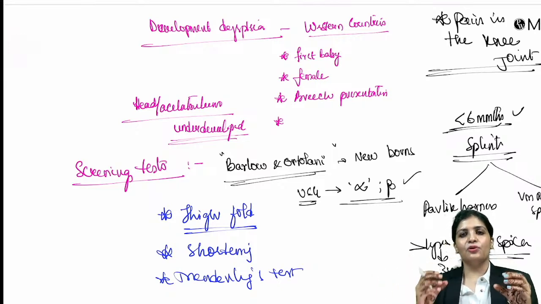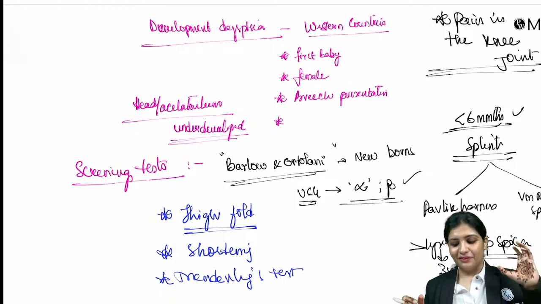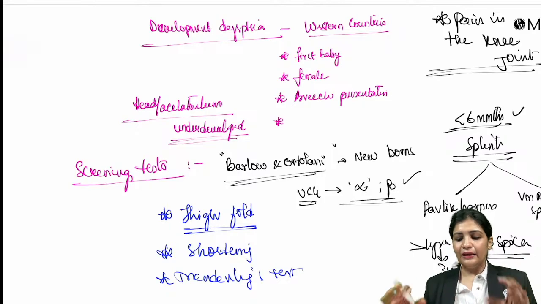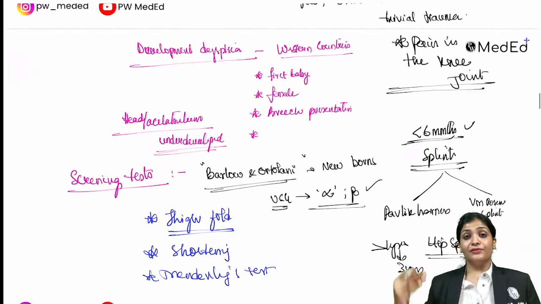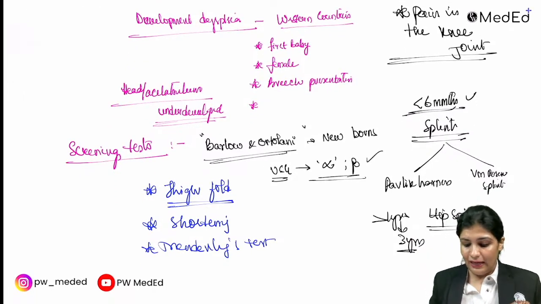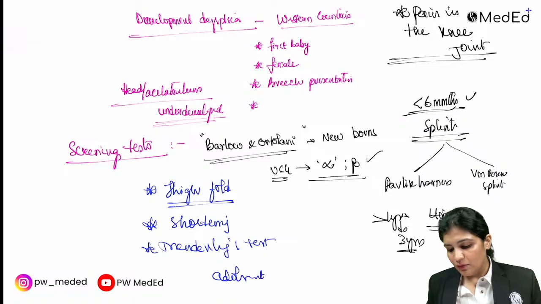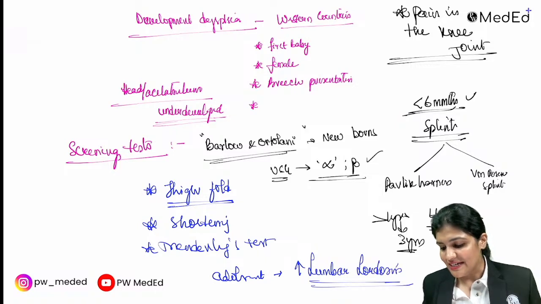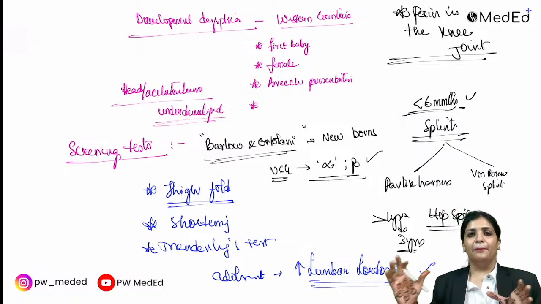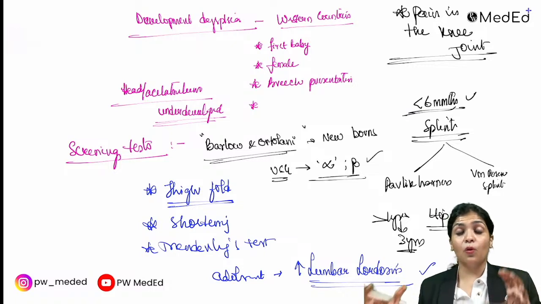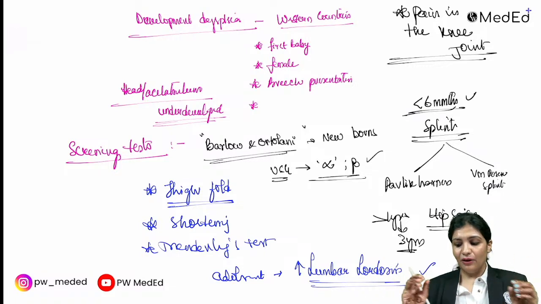So there will be increased thigh folds, the buttock will be at a lower level, there will be a positive Trendelenburg test, and shortening is seen. These are all the things you have to identify. And if this DDH baby reaches somewhere in the adolescent stage, then you see increased or exaggerated lumbar lordosis because of the hip abnormality and their walking style. If both hips are involved, there will be a waddling gait, right? So that is how you have to identify it from the question.